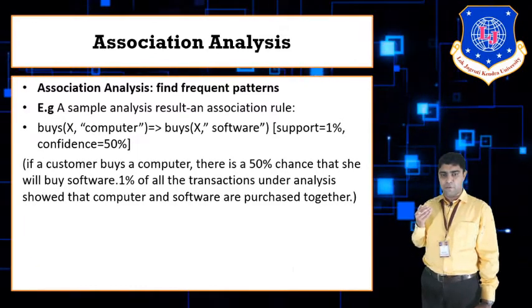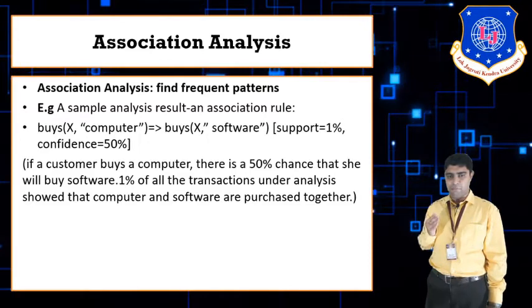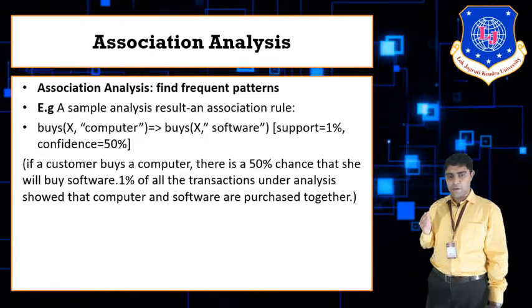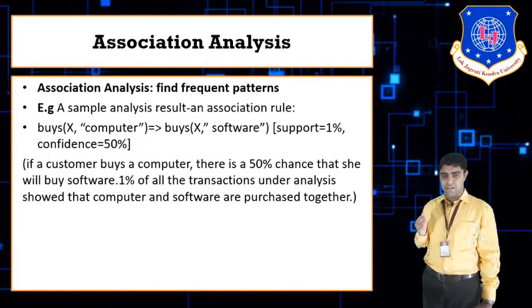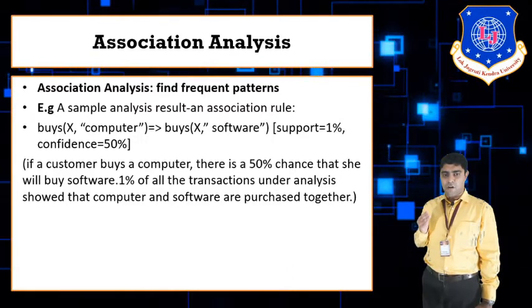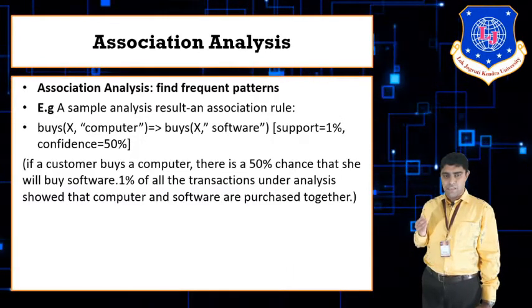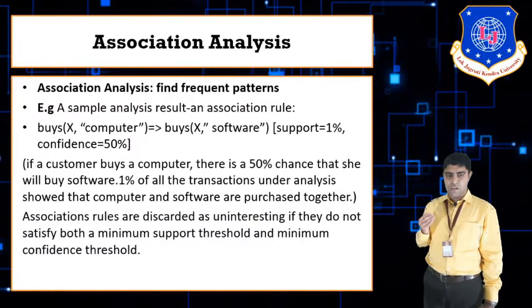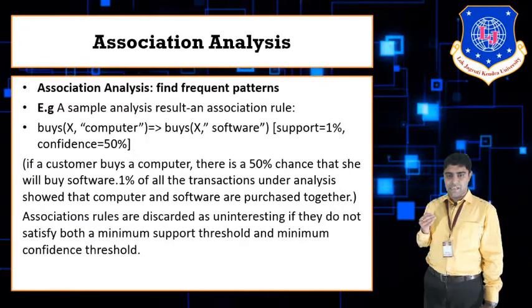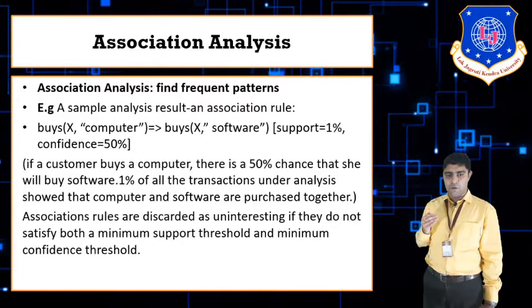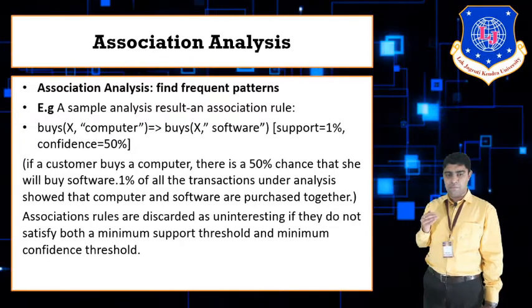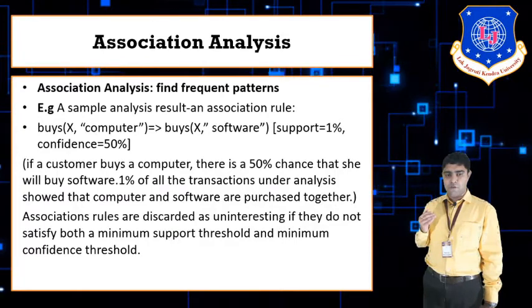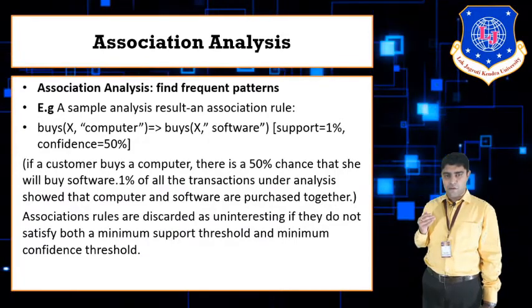So once a customer buys a computer, he will purchase the software also, with 1% support. All transactions under analysis showed that computer and software are purchased together. That is called association rule mining. Association rules are discarded as uninteresting if they do not satisfy both the minimum support threshold value and the minimum confidence threshold value.